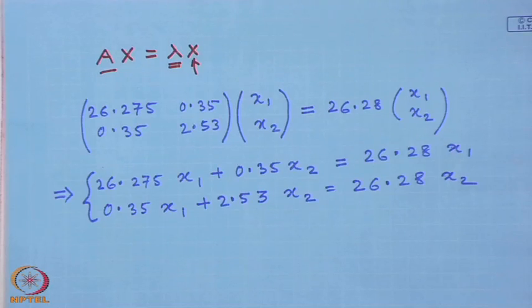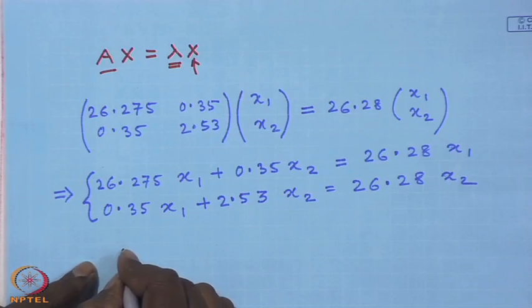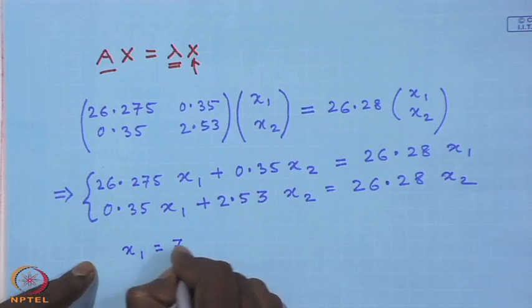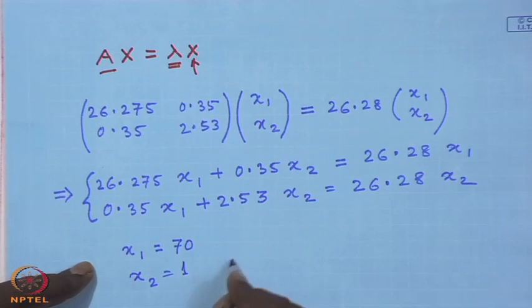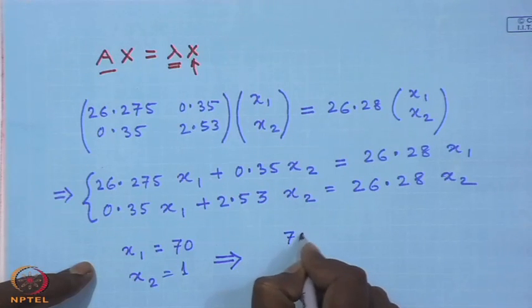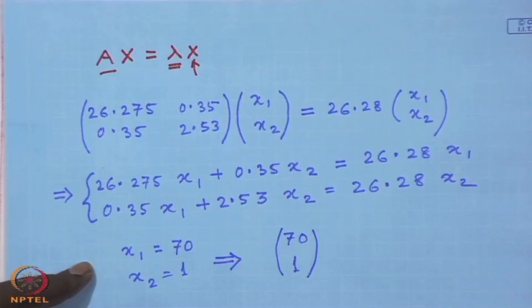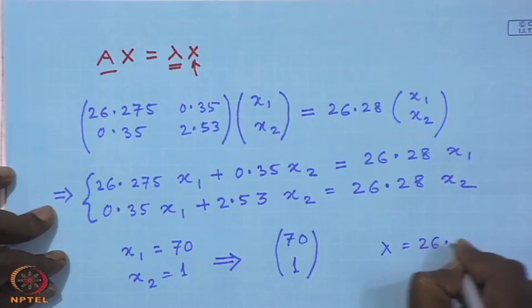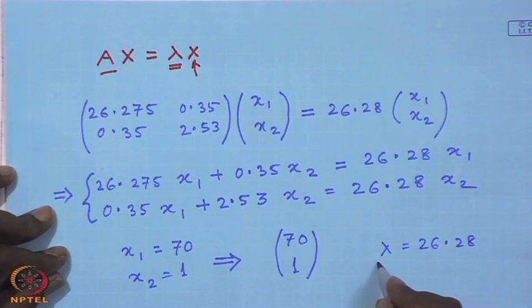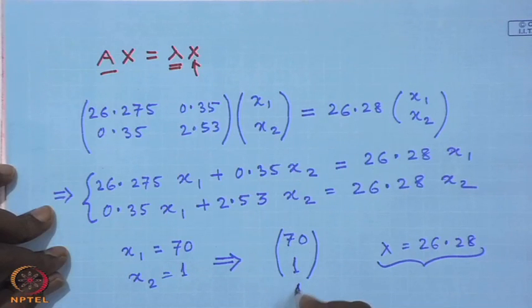So, I have to find out the value of x1 and the value of x2 by solving these two linear simultaneous equations. And the solution is also very simple, and if you solve this, you will find that x1 is something around 70 and x2 will be something around 1. So, that clearly indicates that 71 is the eigenvector of the covariance matrix corresponding to the eigenvalue lambda equal to 26.28. So, corresponding to this eigenvalue, the eigenvector is 71.